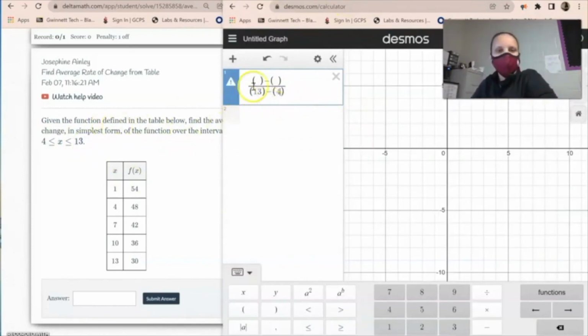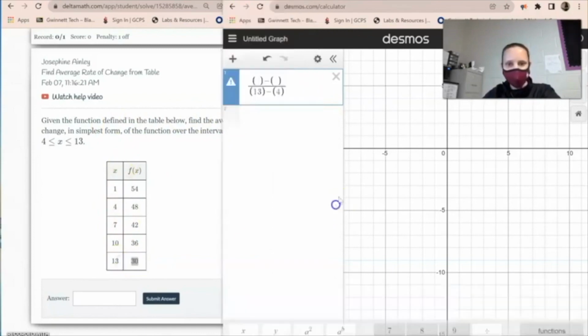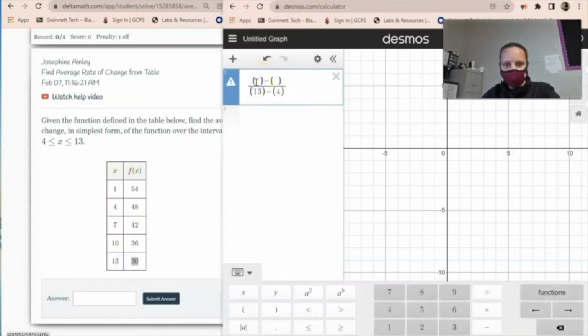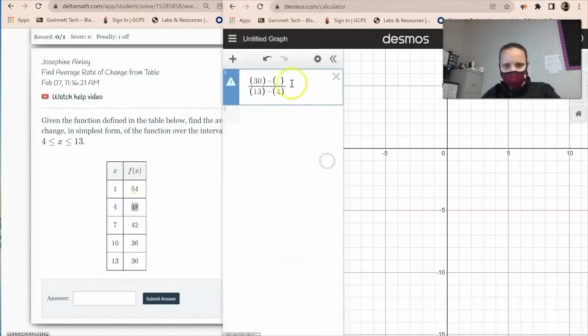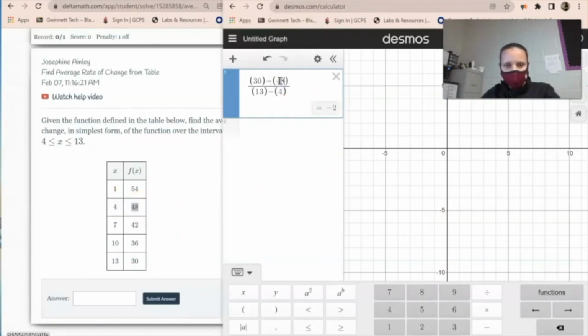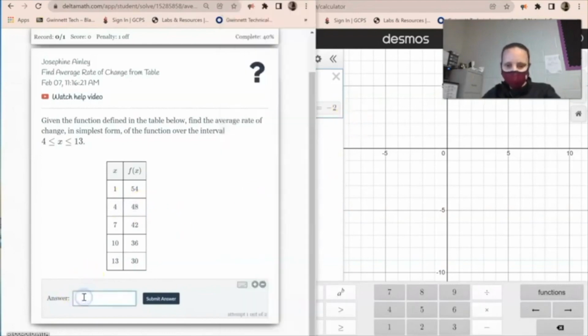So x on the bottom. Then all you have to do once you put that in is match it for the y. So I'm going to go look for 13 in the table, right here. What's the y value? 30. So you're going to match that to 30. Then you're going to match 4. What are you going to match 4 to? 48. Once you put it in, that's your answer. You're done.